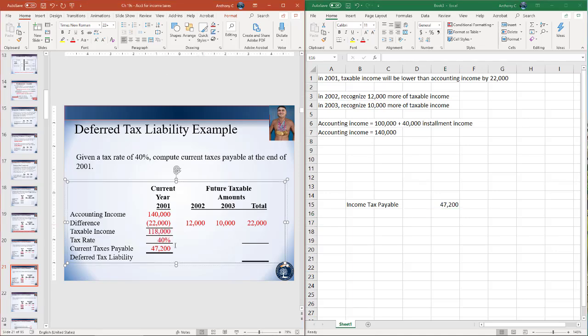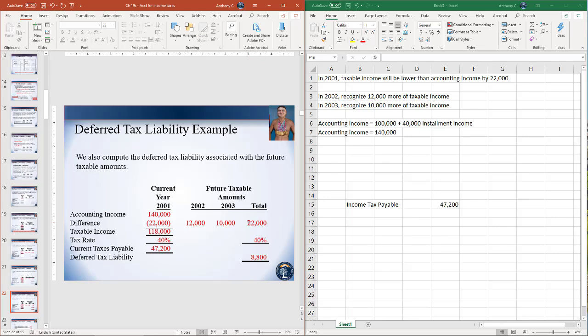Since we have future taxable amounts in this example, if we take these future taxable amounts in total of 22,000 and we multiply by the tax rate of 40%, we can determine our deferred tax liability. So $22,000 times 40% gets us to $8,800. Let's just assume in this example, again, that our beginning balance in our DTL is 0. We want our ending balance to be equal to 8,800. So here our change is going to be an increase of $8,800. So to increase a liability account, we're going to end up crediting our DTL for $8,800.